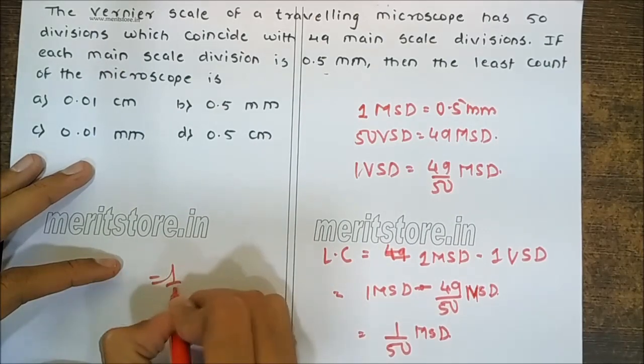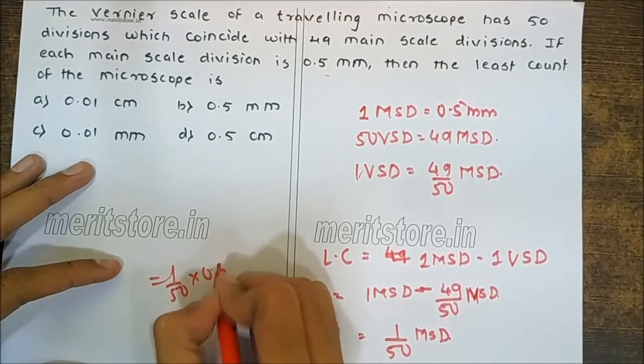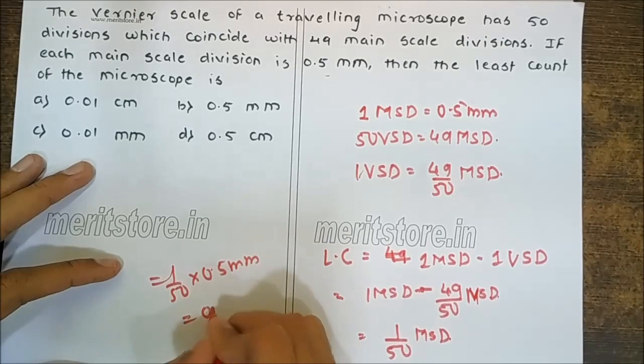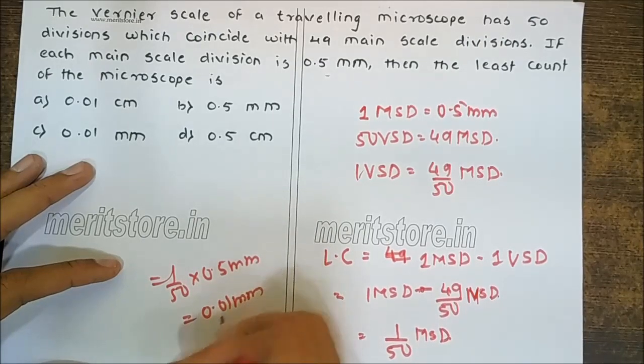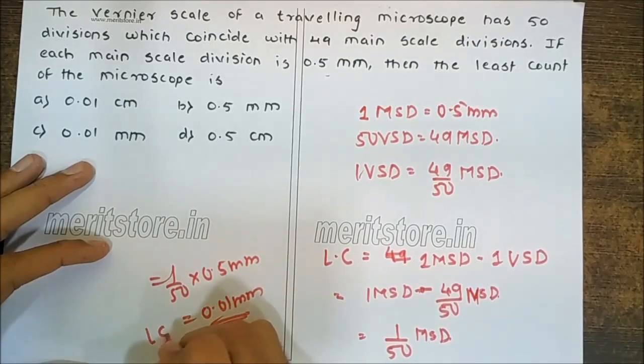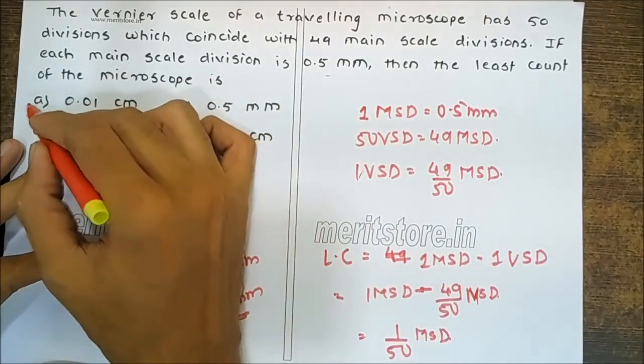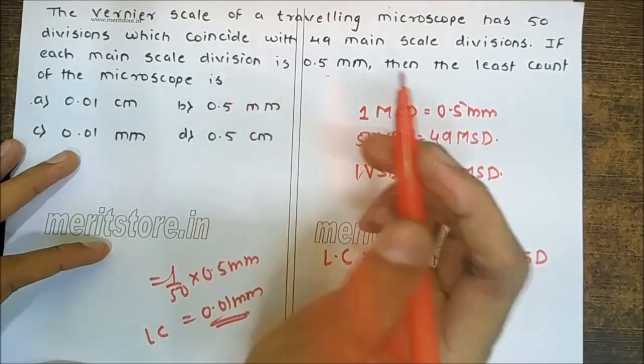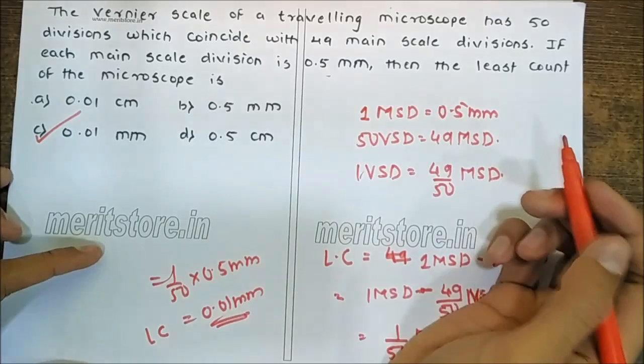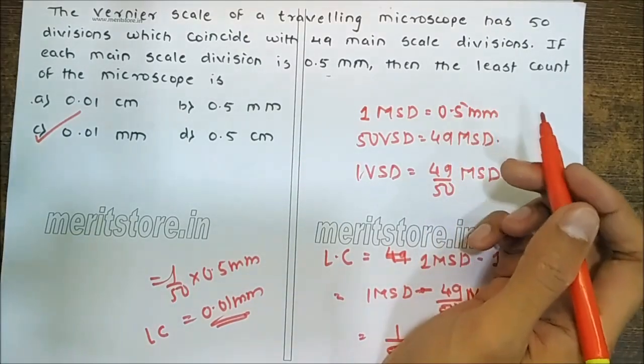So the least count will be 1 upon 50 multiplied by 0.5 mm. That will give you 0.01 mm as the least count. Okay, so your correct option is 0.01 mm, the least count of the microscope.